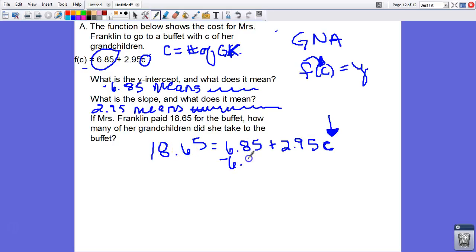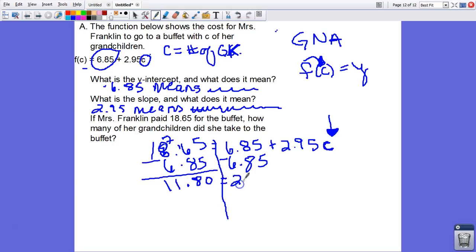So we subtract $6.85 from both sides, right? And we get... I'm doing this in my head. 17 minus 6 is 11, right? 11.80. So if you divide both sides by 2.95, you should get the number.